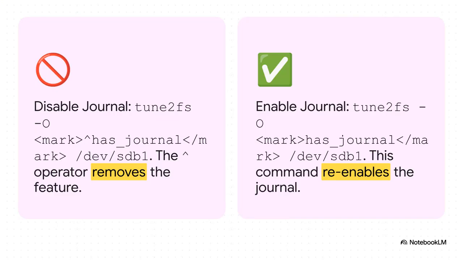Check this out. The command to disable the journal is almost identical to the one that enables it. The secret is that tiny but powerful little caret symbol, the up caret, right before has_journal. In this context, that caret basically acts as a not operator. It's telling Ubuntu to remove this feature from the file system.